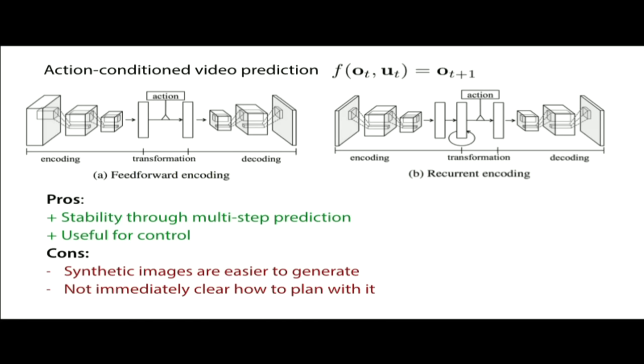If you thought about it really hard, you probably could come up with something, but generally to plan with it, you need some sort of reward function on the predicted images, which is not something that is immediately available.